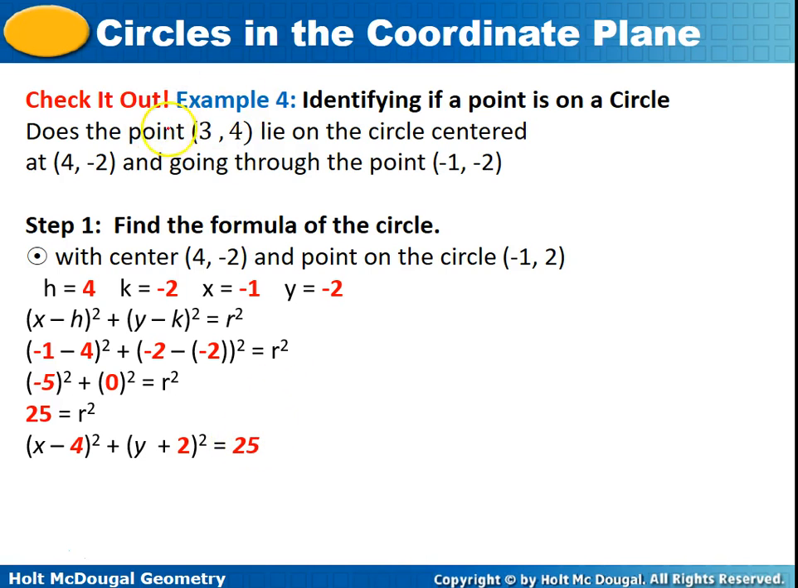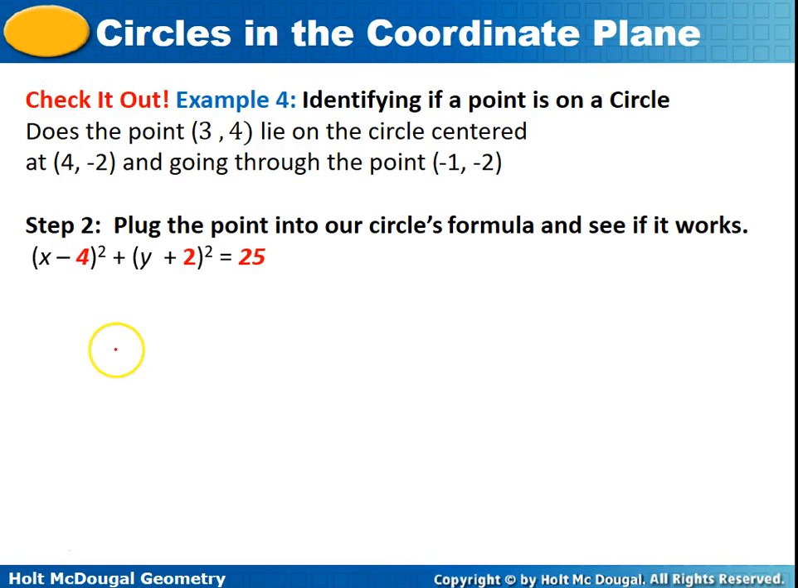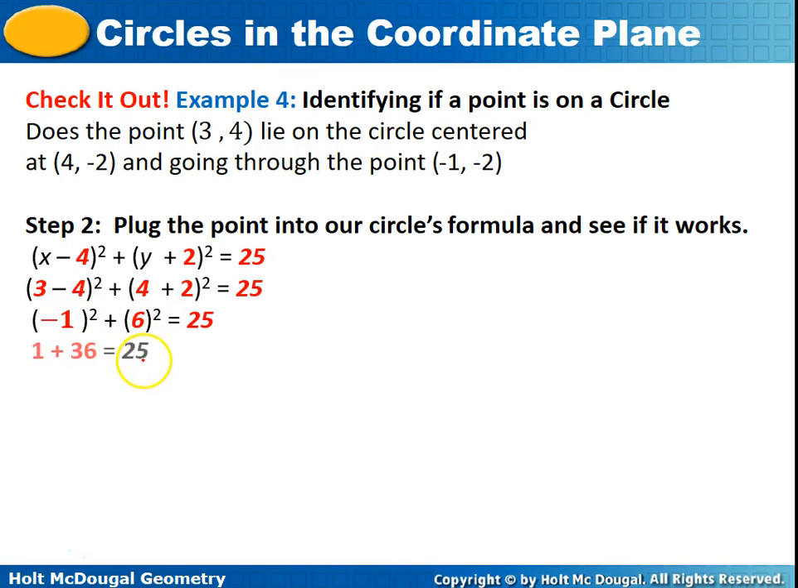And the point we're testing now is 3, 4. So we're going to put 3 in here for x and 4 in here for y. So when we do that, we get 3 minus 4, that's 1. Actually, a negative 1. We're going to square that. And then we got 4 plus 2, which is 6. So that's going to be 1, because negative 1 times negative 1 is 1. It's going to be 36. That's going to end up being 37. 37 does not equal 25. So this time, 3, 4, it just says, does 3, 4 lie on the circle? And the answer is no, because when we put that point back in the equation, it does not work.